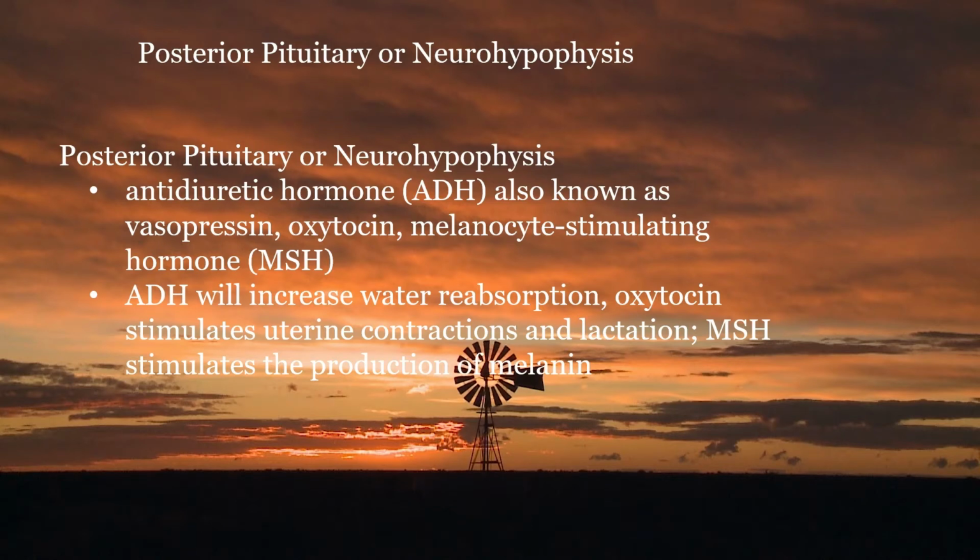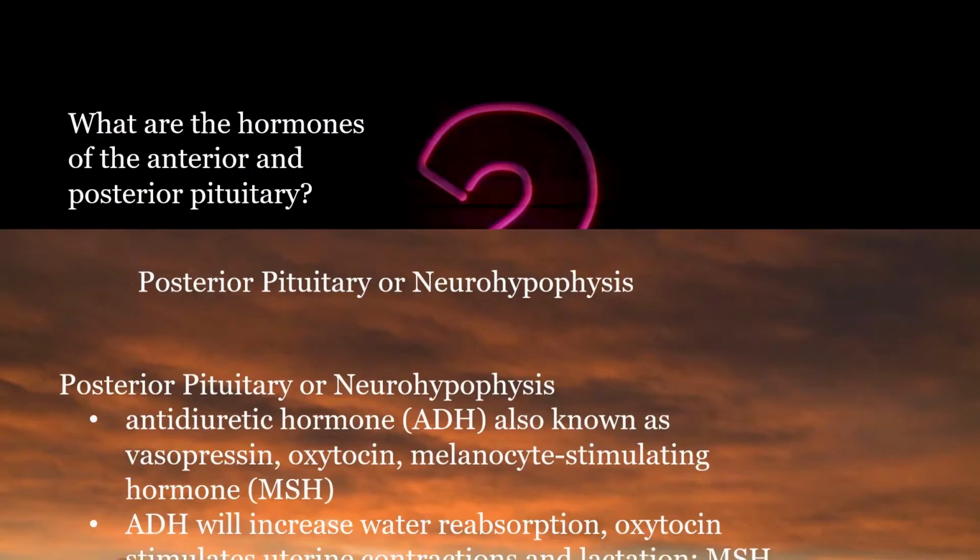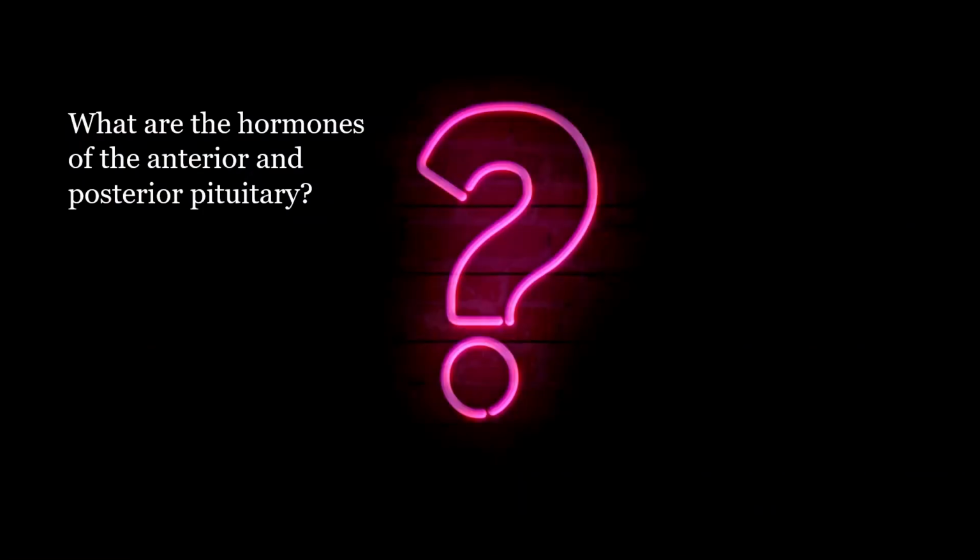The posterior pituitary or neurohypophysis communicates with the hypothalamus via nerves, and this is why it's called the neurohypophysis. The 2 major hormones released from here are oxytocin and ADH, also known as vasopressin. So what are the hormones of the anterior and posterior pituitary? Let's go over them in more detail.